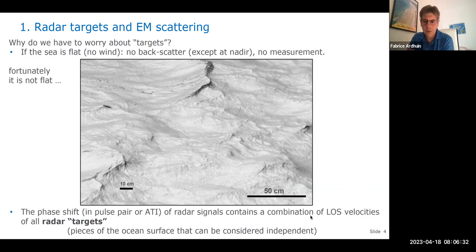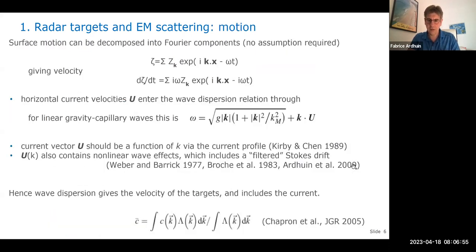And so you have this line of sight velocity that contains essentially a combination of all the echoes from all the targets on the surface. You can think about the targets as pieces of the ocean surface that can be considered independent of one another. So you have different targets and they collectively will give you the signal. Essentially we can think about two types of targets.